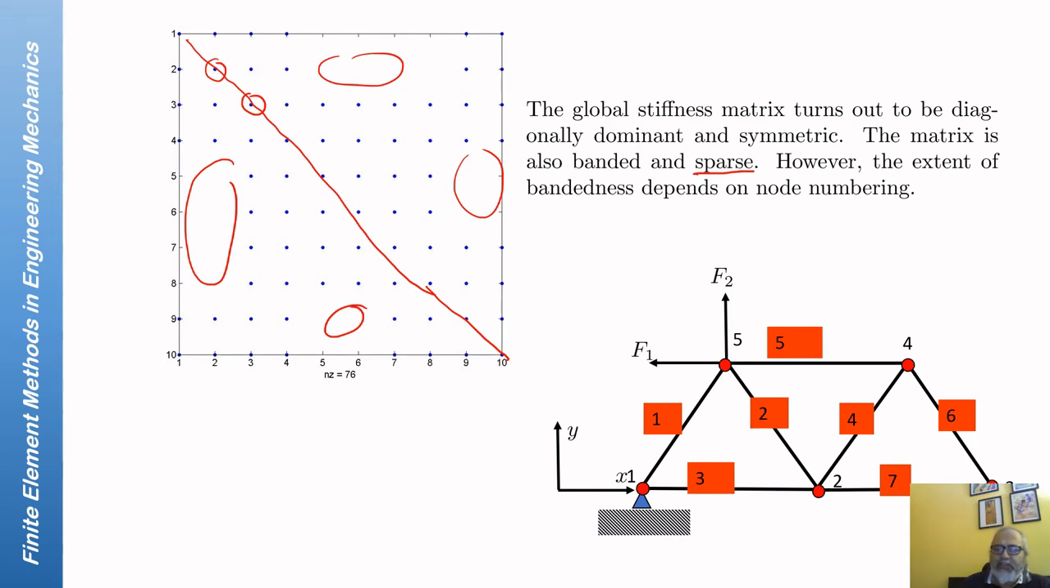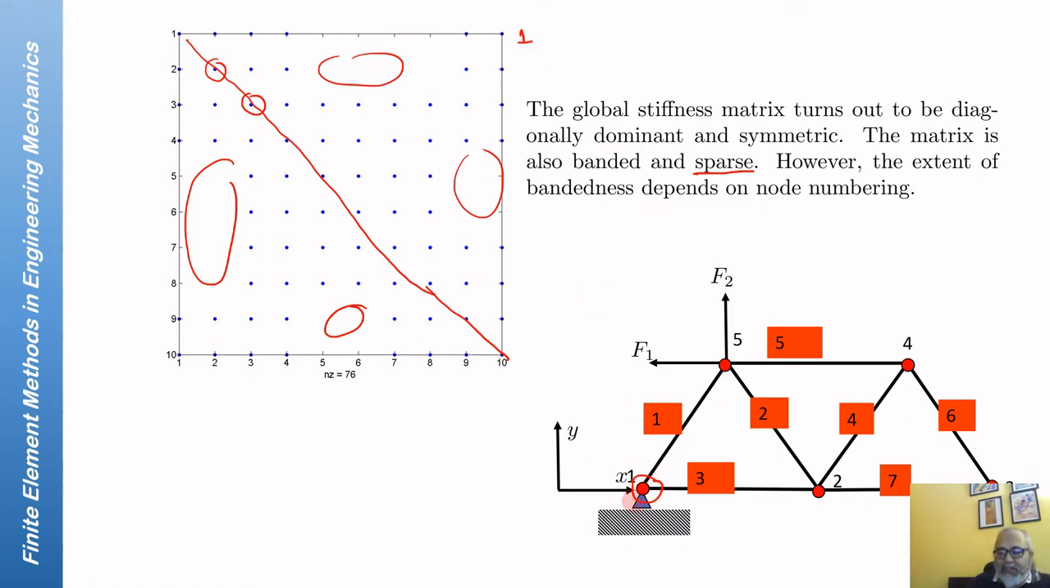Keeping that aside, let us see what governs the filling of this global stiffness matrix. Now, what you can see here is that let's look at row 1. Row 1 has contributions from degree of freedom 1, which is here.